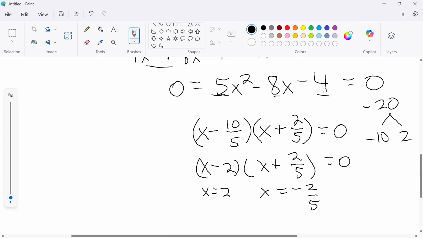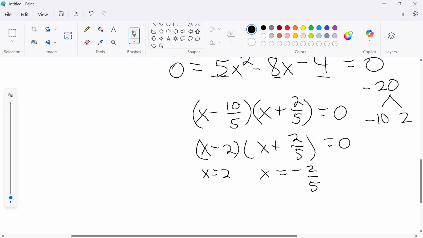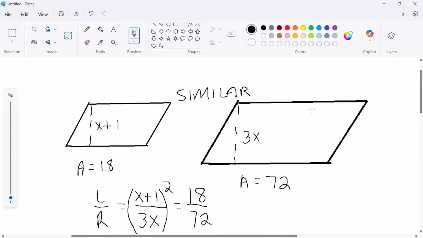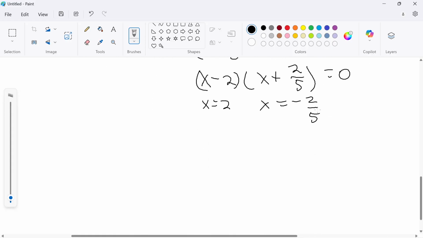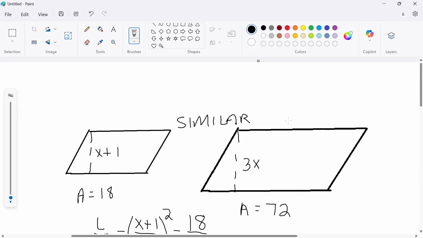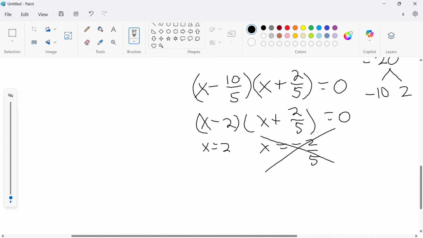So again, I said I didn't write down what the question was asking. If it's asking what is the value of x, there are 2 possible values of x, but do those both work? On this one, -2/5 is x plus 1, that would be a positive height, but 3 times -2/5 is -6/5. The height cannot be negative, so -2/5 doesn't work. Does 2 work? 2 plus 1 is 3. 3 times 2 is 6. So that looks like it works. So x is equal to 2.